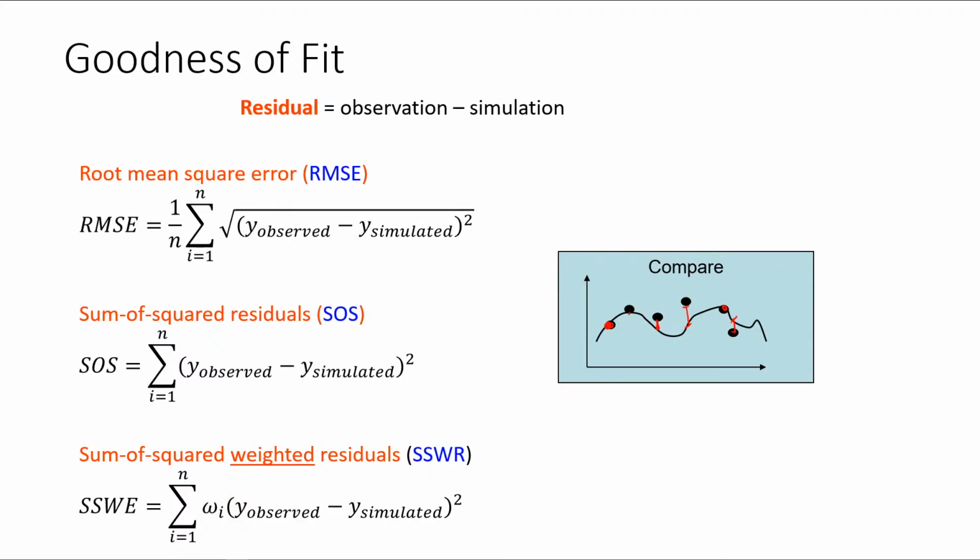So you do this, and then what do you do with these residuals? This is called the residual, the observed versus the simulated. And remember, this Y could be anything. That could be your hydraulic heads. That could be your concentrations. That could be your spring discharge. That could be your submarine groundwater discharge, depending on your calibration target.